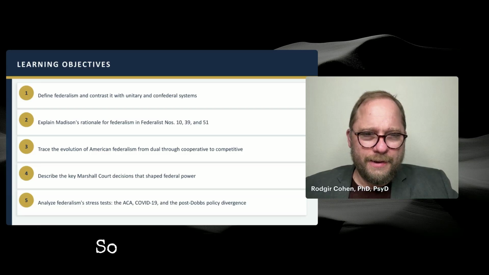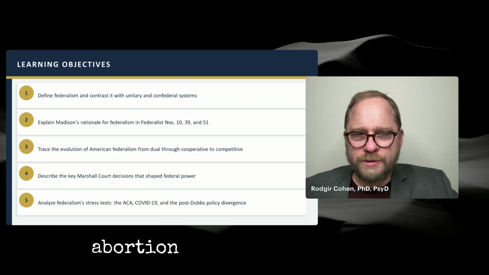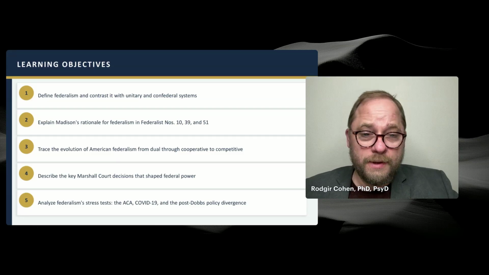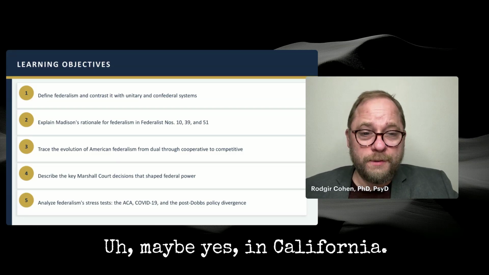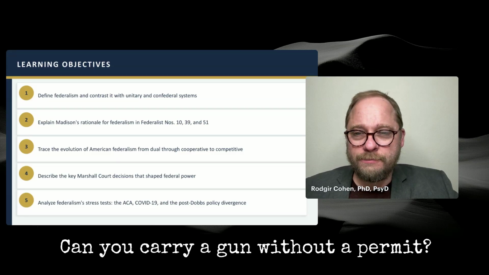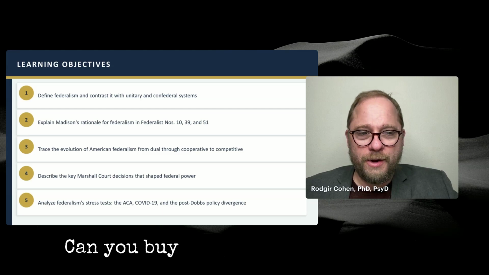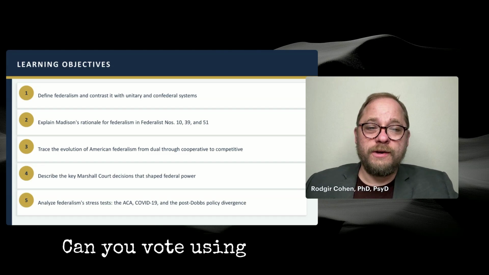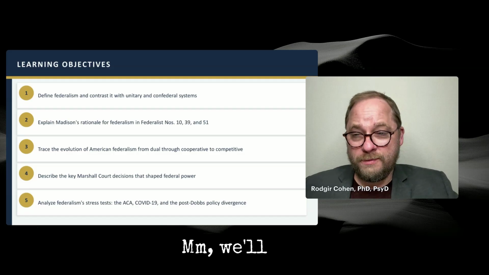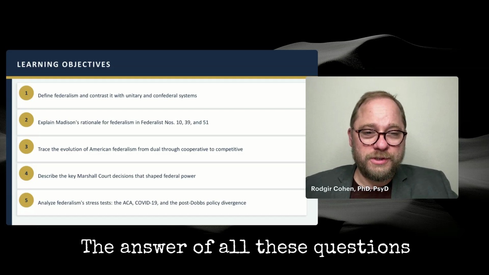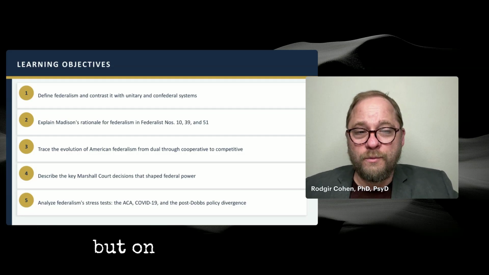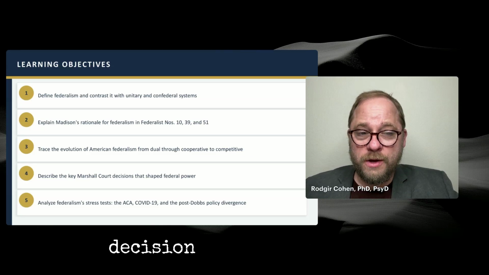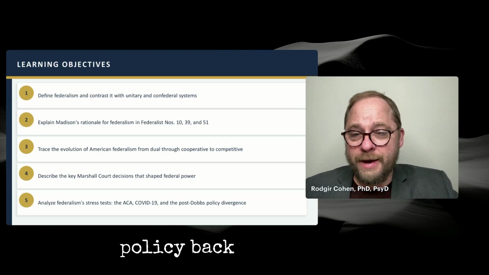If you ever needed to get an abortion today, you can get one legally where you live, can you? Maybe yes in California. Can you carry a gun without a permit? No. Can you buy recreational marijuana? Yes. Can you vote using only a student ID? We'll see. The answer to all these questions depends not just on federal law, but on which state you live in. And since 2022, the Supreme Court's Dobbs decision returned abortion policy back to the states.